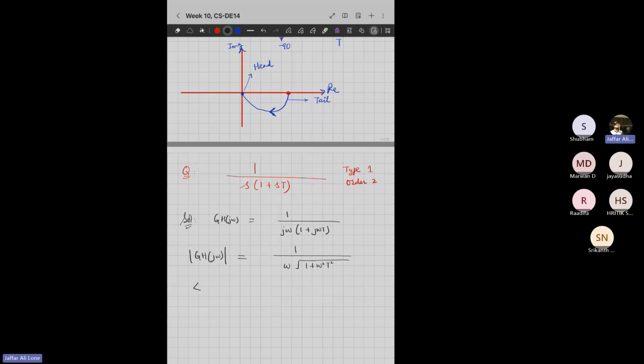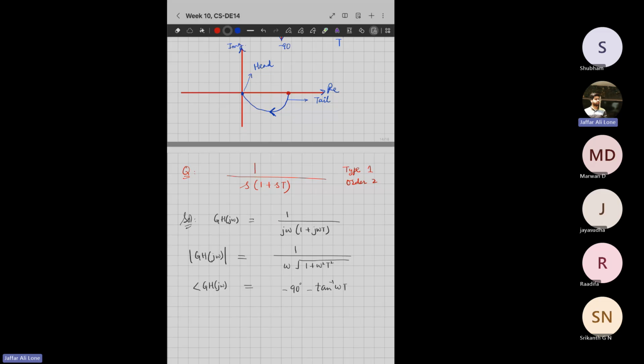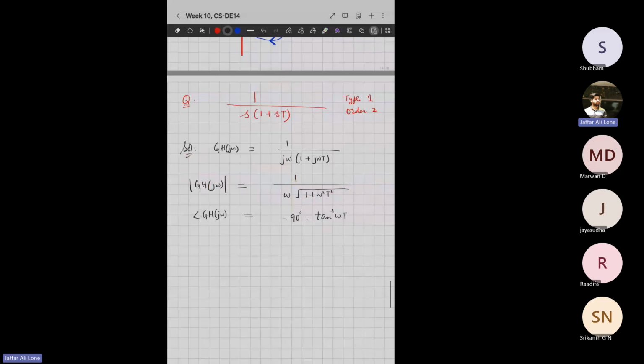What is the phase angle? G(j omega) H(j omega) is given by minus 90 degree minus tan inverse of omega T. Okay, for this question I'll explain. Is there anyone who has doubt how we calculate this phase angle and magnitude? You can ask, don't hesitate. Just raise your hand, because this is very important how we write it. Then I can explain for this question, and later on you can confirm or practice. Okay, let me anyway explain how we write.